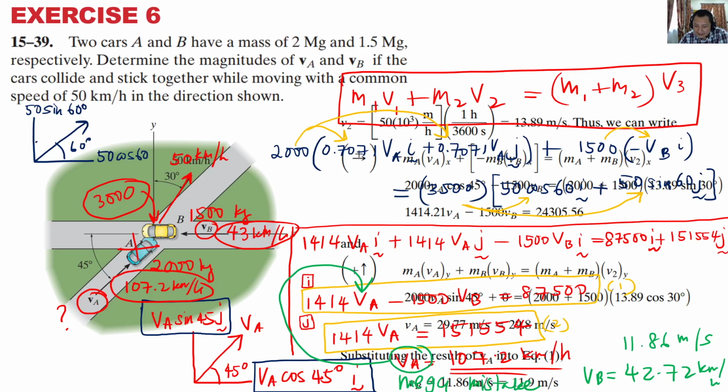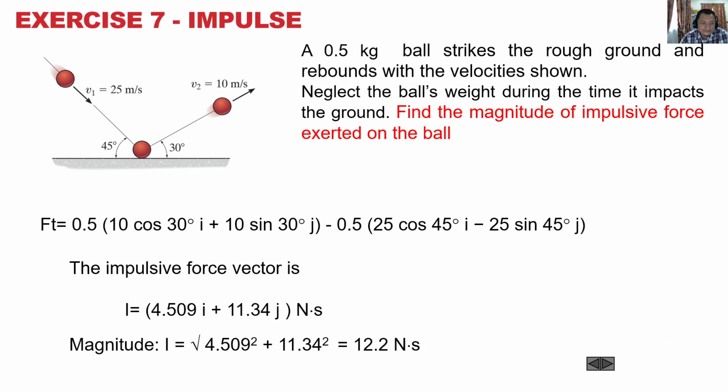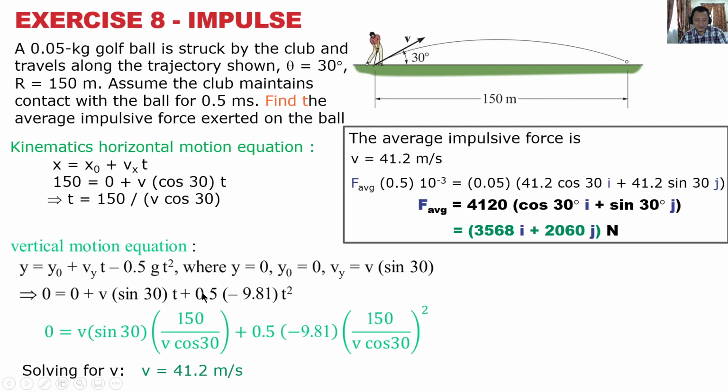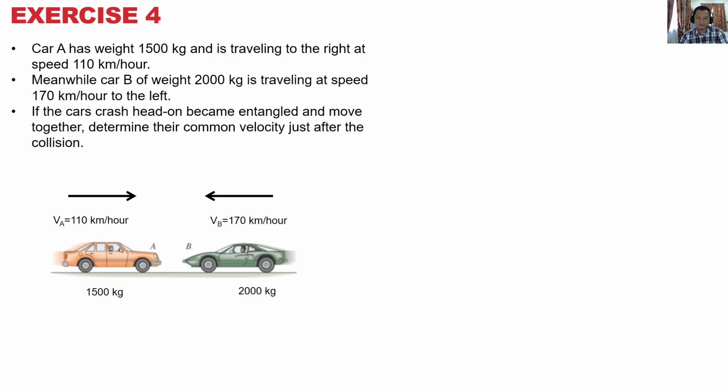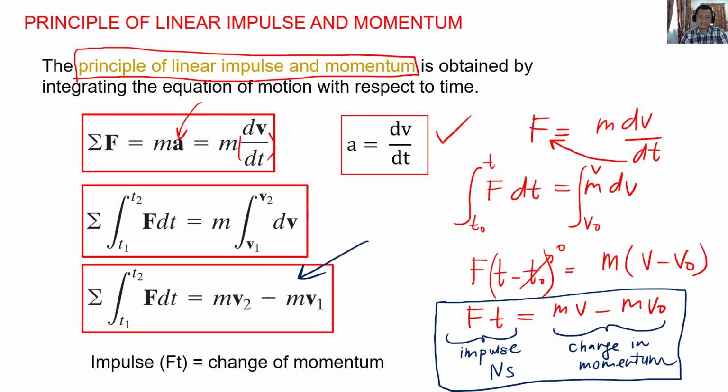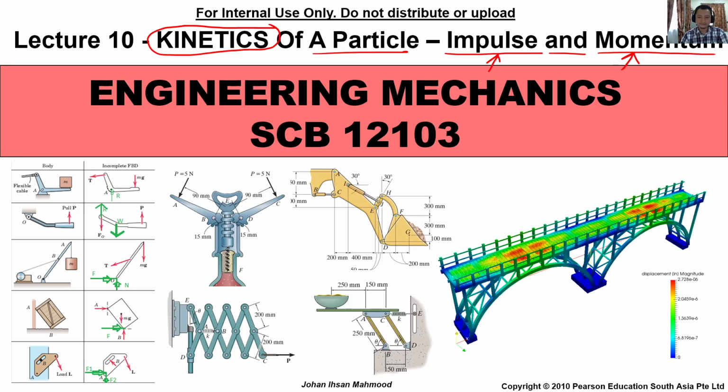I guess that's it, 11.86. The rest is about the same. Momentum and impulse. This one also you can locate. Alright, so that's all for impulse and momentum. Kind of interesting. You'll be using it in more applications, more classes later on when you learn. Alright, so that's all.